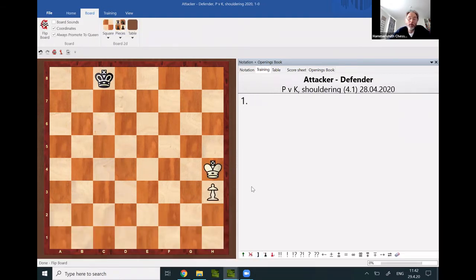Another term to learn is shouldering. Shouldering means you prevent the opponent's king from reaching certain key squares, certain squares which he needs to arrive at to draw in this position, and you do that by blocking the path with your own king.